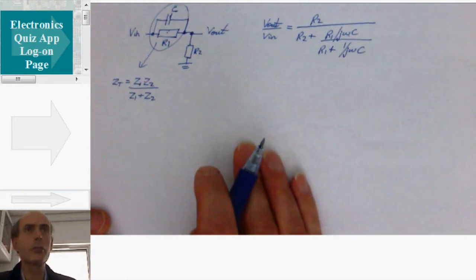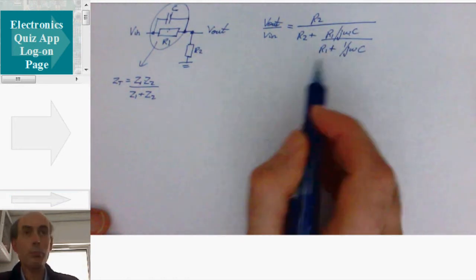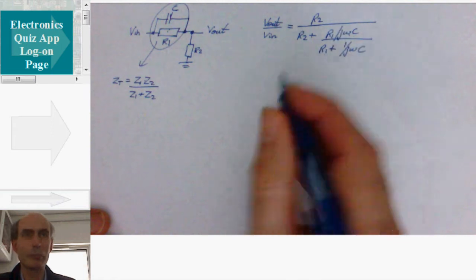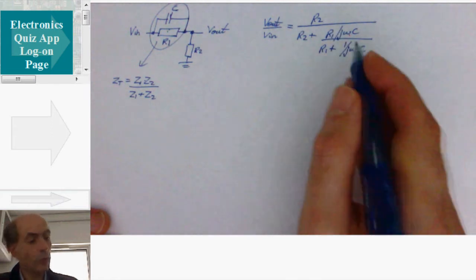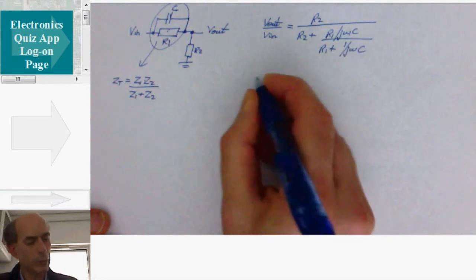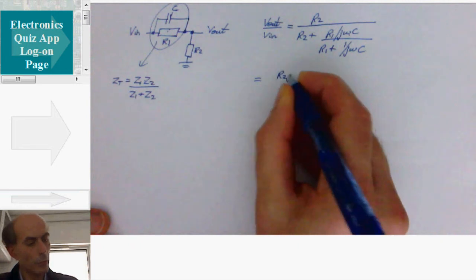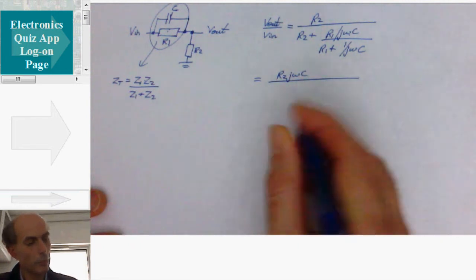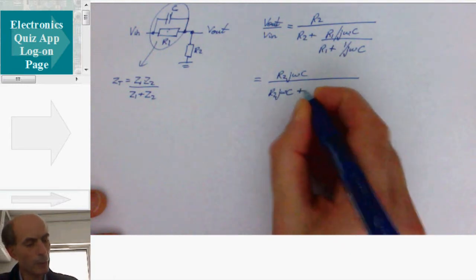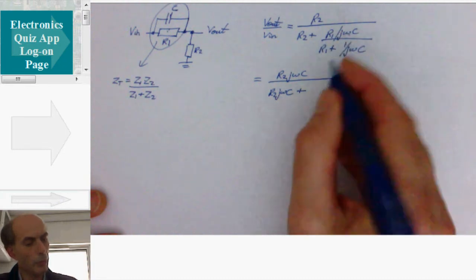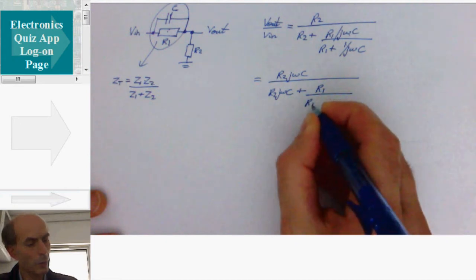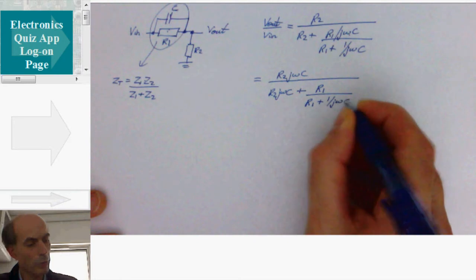That gives us that. We want this as a polynomial, but it doesn't look anything like a polynomial, so we're going to have to do some algebra on this again. Once again, a good way to start is to multiply everything through by j omega C. That gives us R2 times j omega C divided by, down here, R2 times j omega C plus, and then this term here times j omega C, that would just be R1 divided by R1 plus 1 over j omega C.